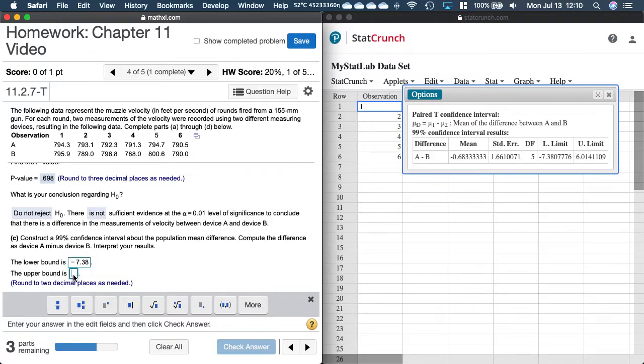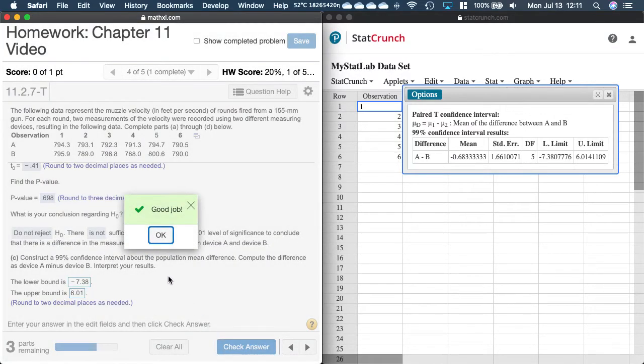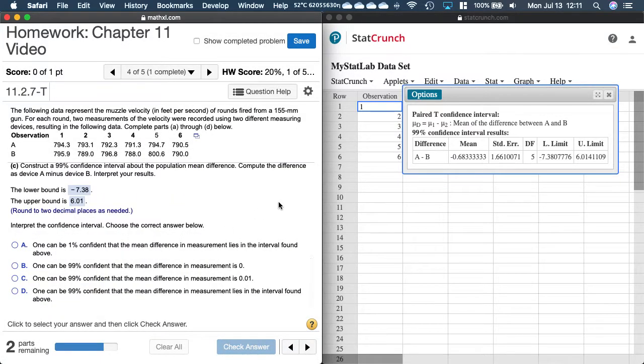And our upper bound here is going to be 6.01. There we go. We got it. Okay. Let's see.